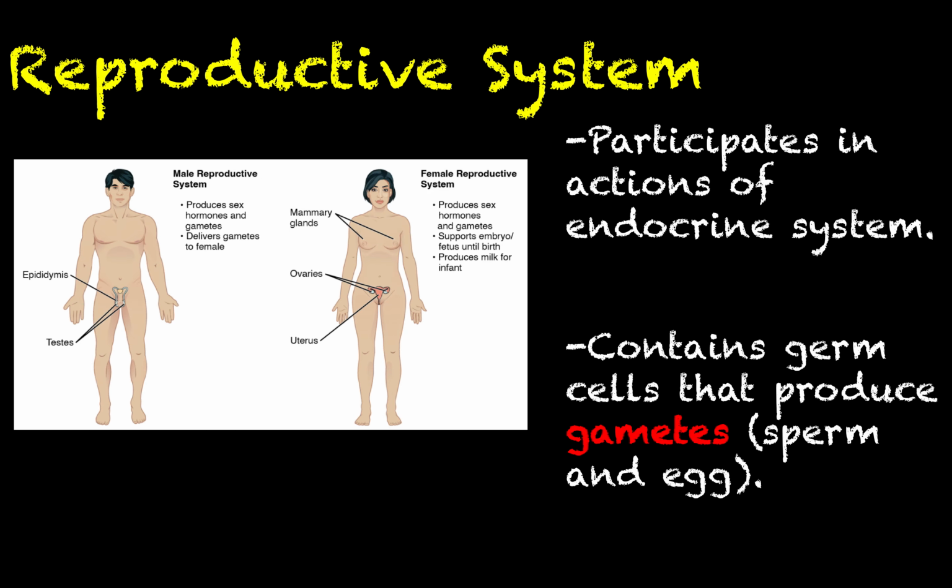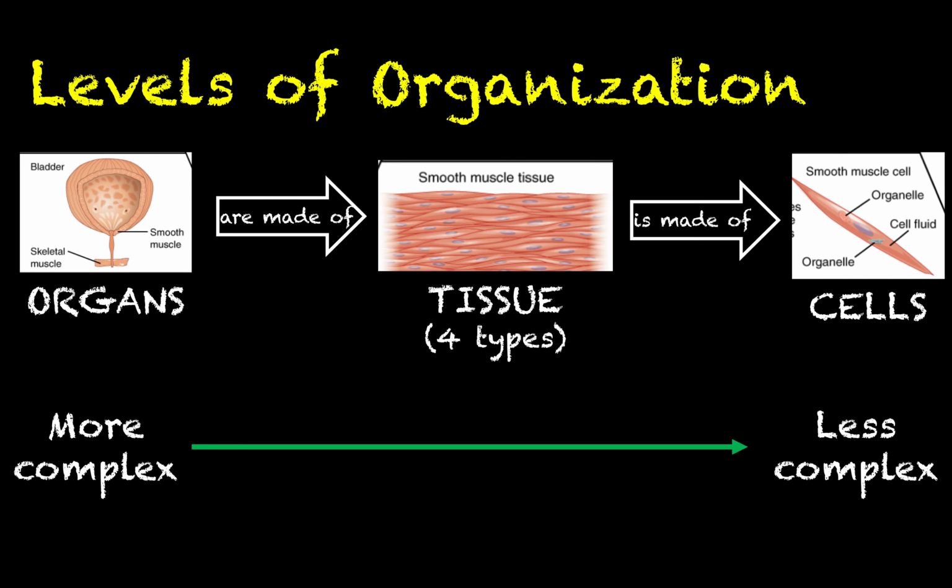And then finally, the reproductive system, not only does it participate in the actions of the endocrine system, because there are some hormone-secreting tissues here, like the testes and the ovaries, but the reproductive system also houses the germ cells that will produce gametes, that being sperm and egg, for the sake of sexual reproduction.